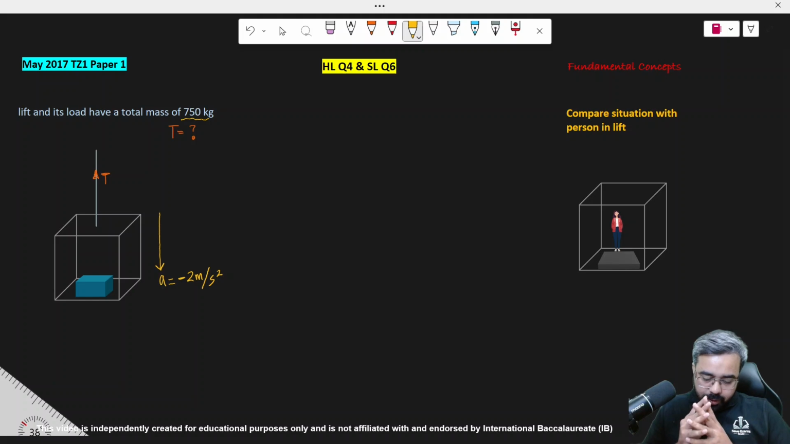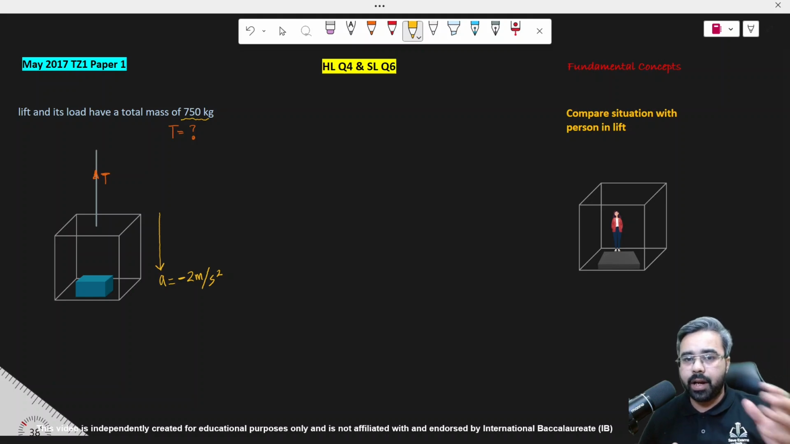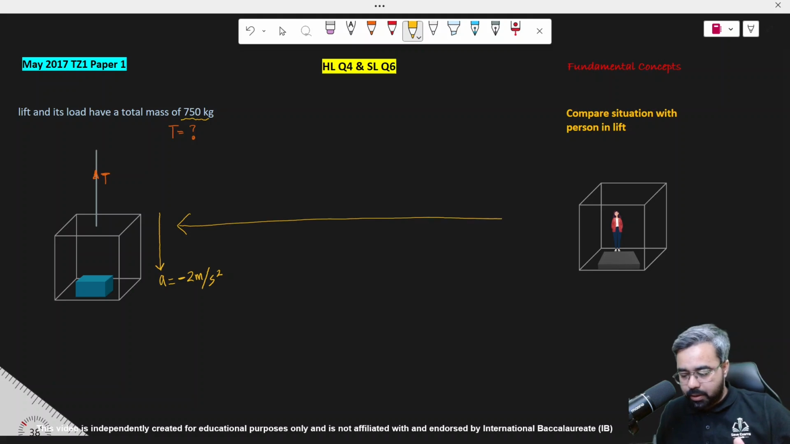Now, this downward acceleration means that the system's weight is more than the force of tension. But we need to calculate the tension in a cable. At the end of the video I will compare this scenario with the scenario if you are in a lift and how your apparent weight changes.